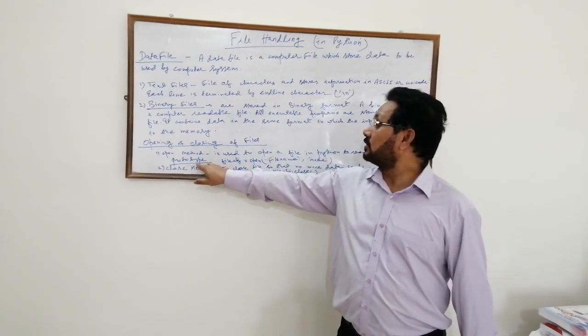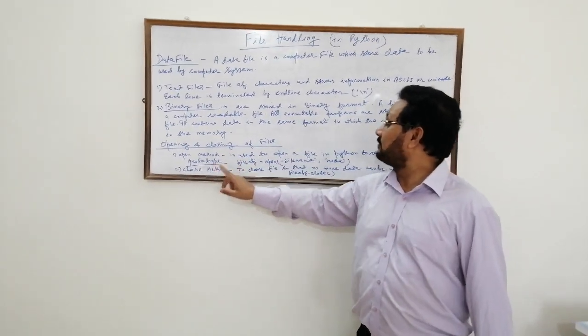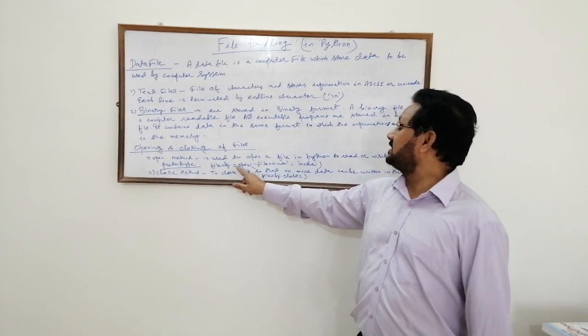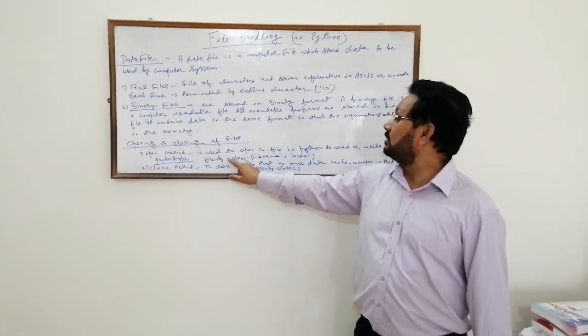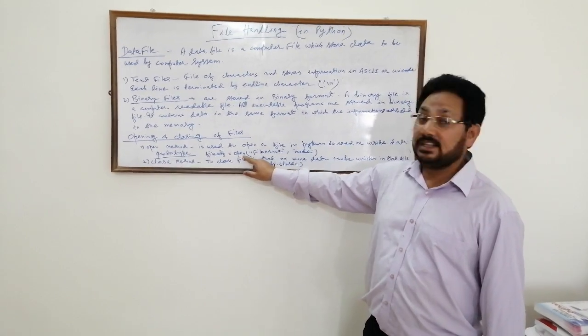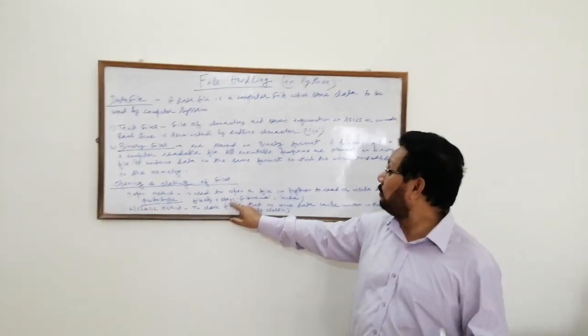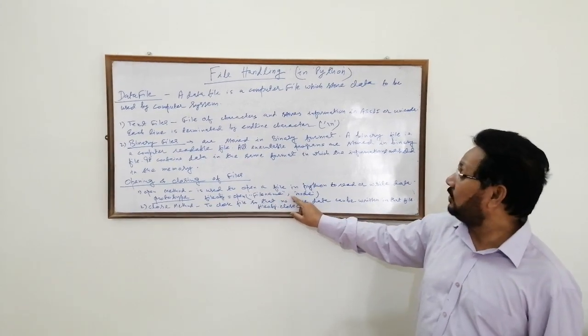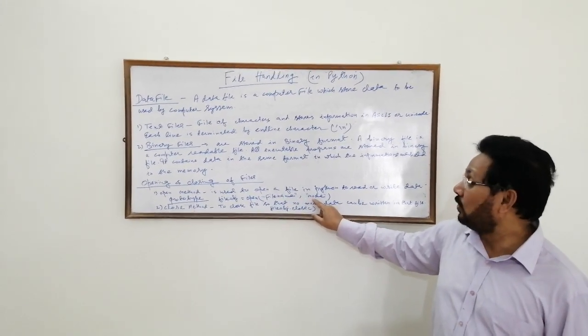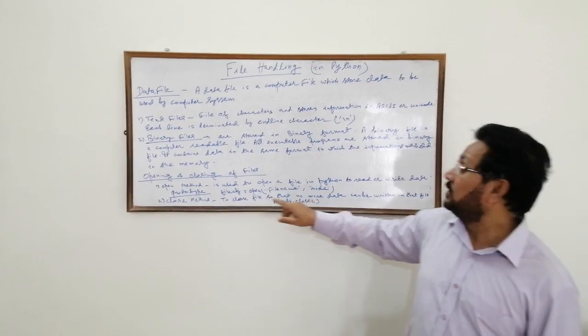The prototype or the grammar of the open function is: file obj equals, where file obj is a user defined identifier. Then simply you have to write equals to, and then you have to use the function open, and then you have to write any file name, and also you have to write the mode. Mode I will explain just now.